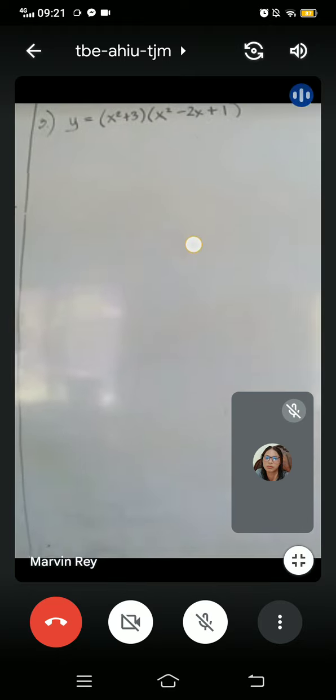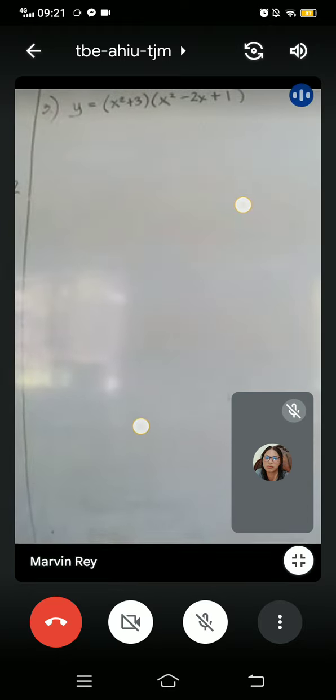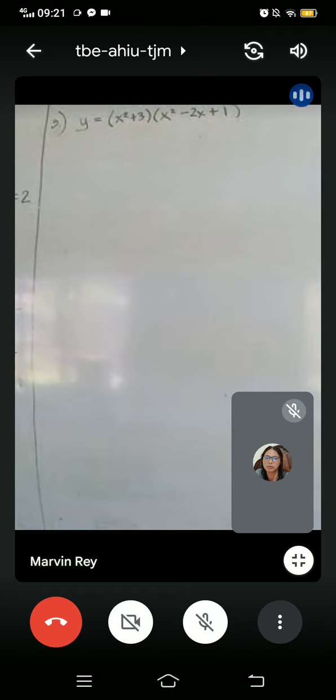So, the same procedure as number 1. You just have to expand the expression, since we haven't discussed the product rule yet. Although this number 3 can be solved using the product rule, let's just expand the expression.